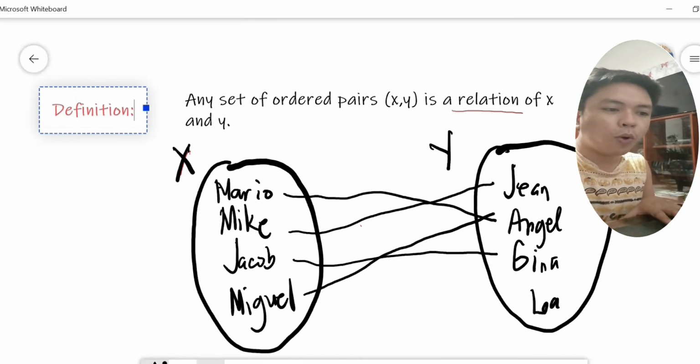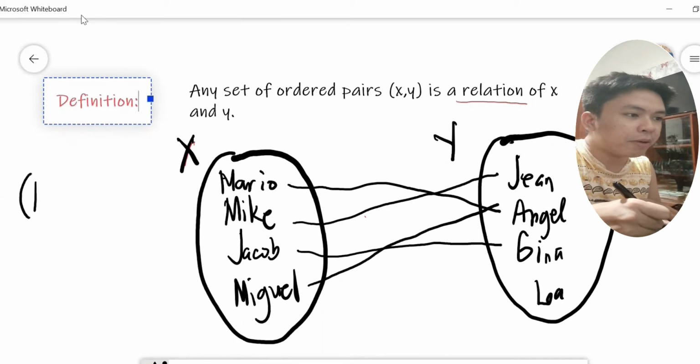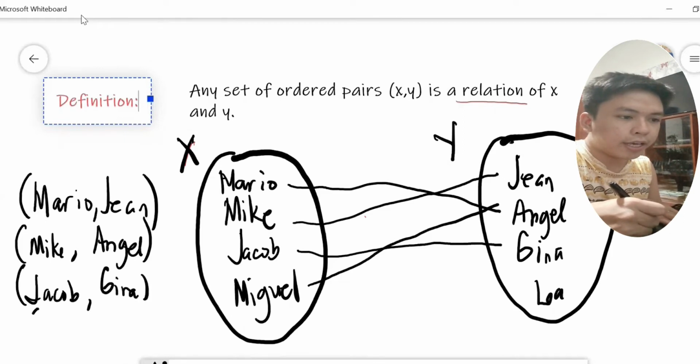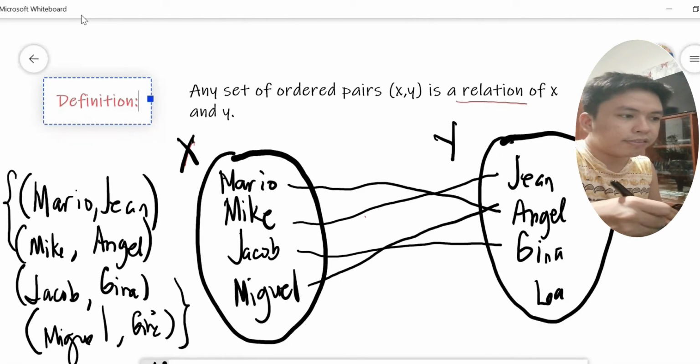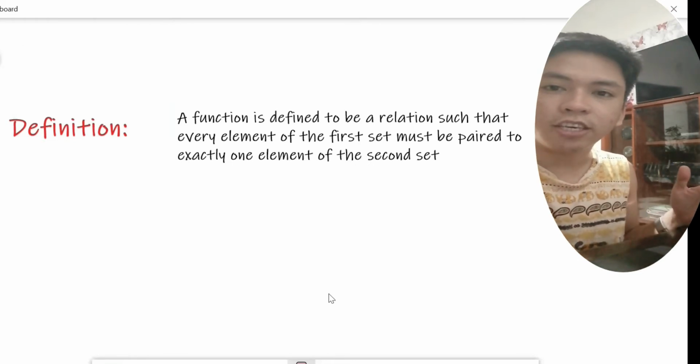So this is one example of a relation, because we can make ordered pairs out of that mapping. Remember that I would have the ordered pairs (Mario, Jean), (Mike, Angel), (Jacob, Gina), and (Miguel, Gina). So this set is a relation. That's it.